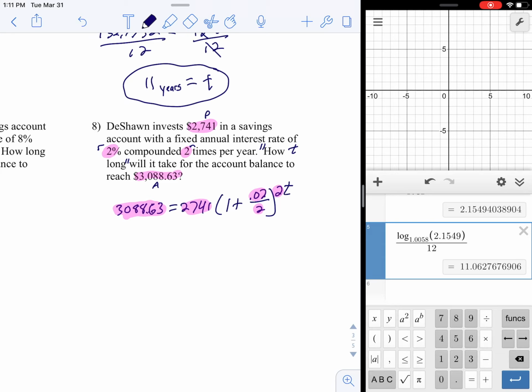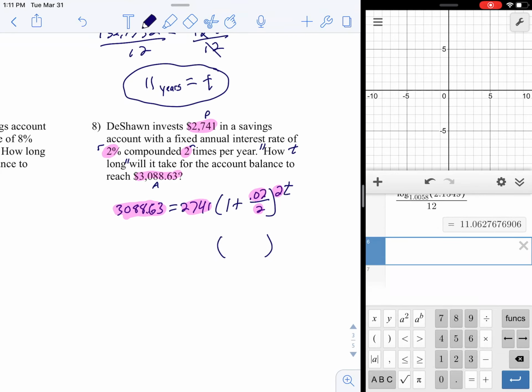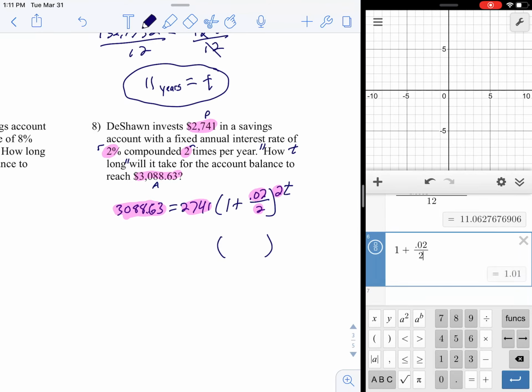So what do I need to do? I need to take the part that's in parentheses and make that into just a number, 1 plus 0.02 divided by 2. So 1 plus 0.02 divided by 2 is 1.01. Okay, maybe we could have done that without a calculator. Okay, so what we have here now is an exponential equation which we can solve.